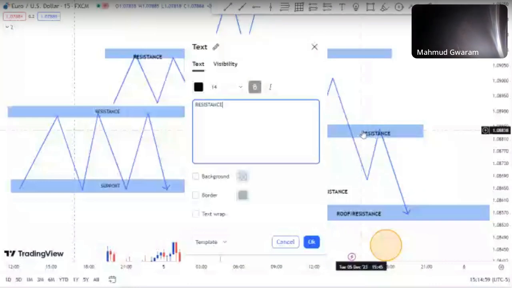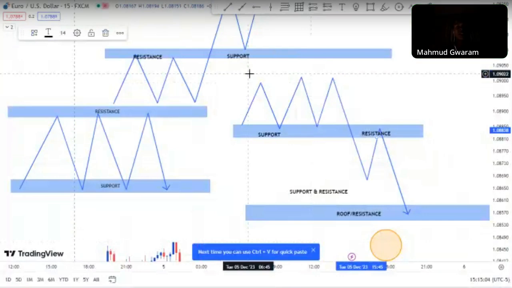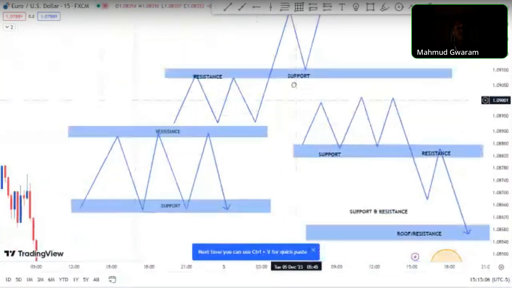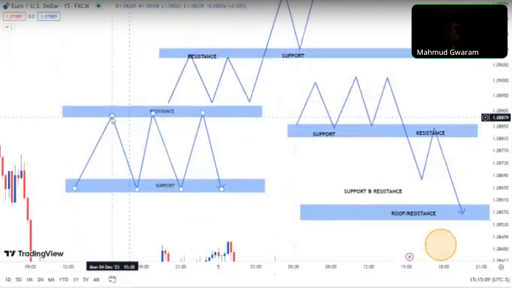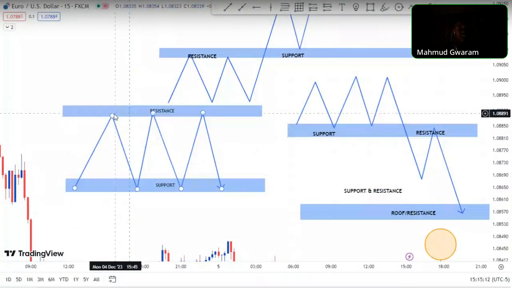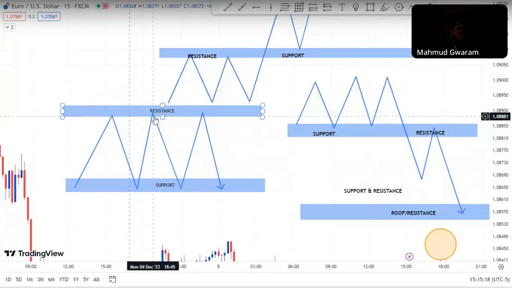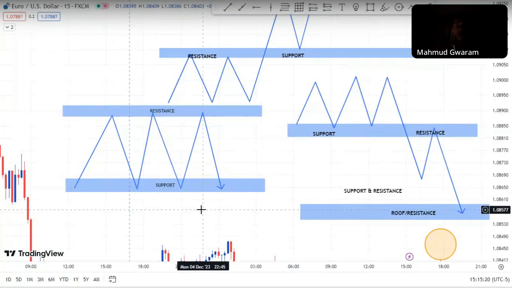I think these are the only three strategies you can find in support and resistance. Now, let me give you a little explanation. If it comes to this zone, this particular resistance, you sell. When it comes to support, you buy. When it comes to resistance, you sell. But mind you, you have to wait for confirmation in the lower time frame.